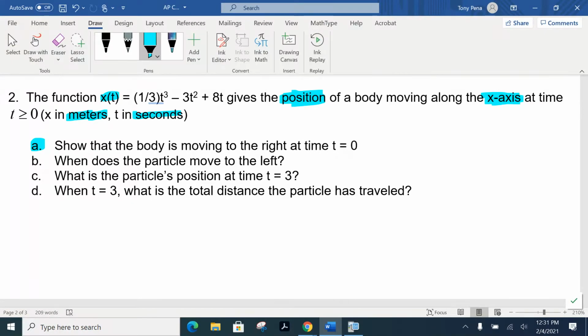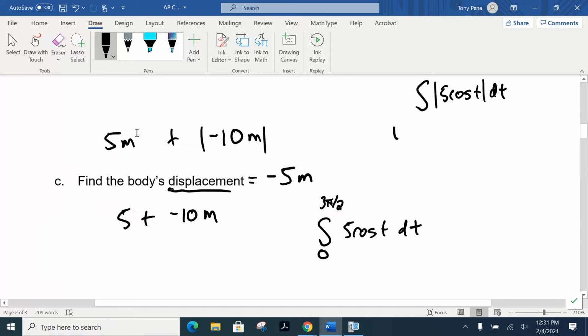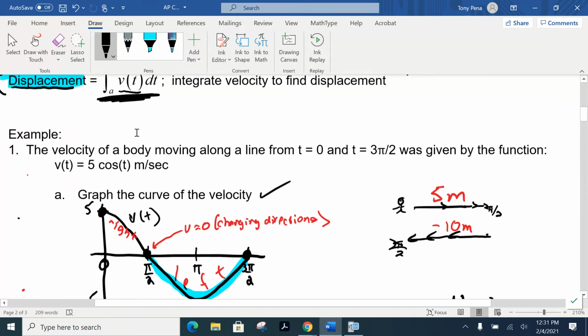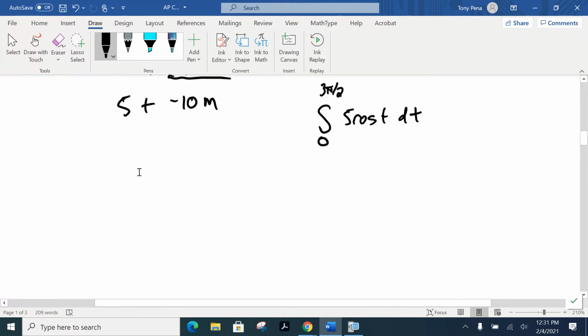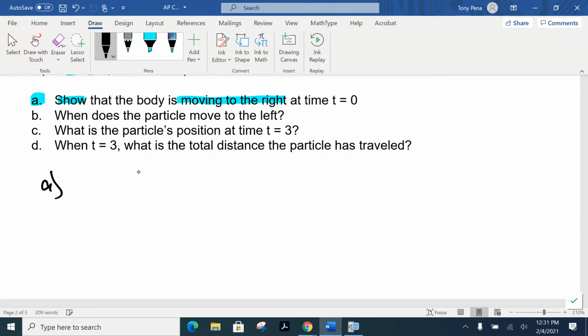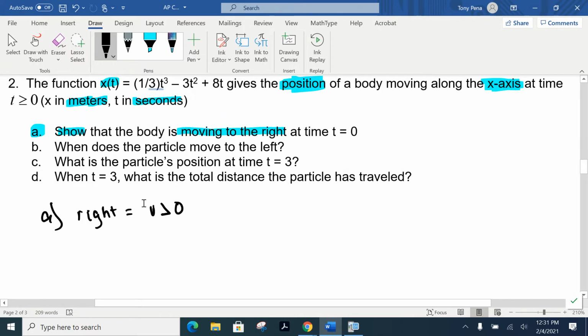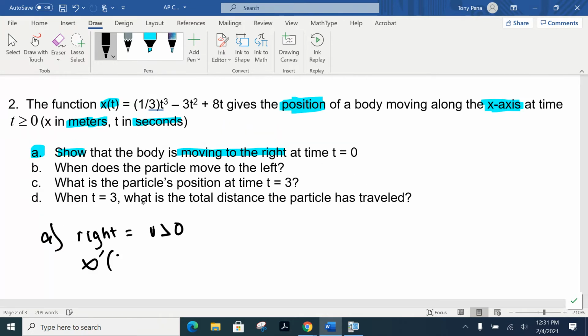In letter A, all I want you to do is show that we are moving to the right at the time of 0. So old ideas, we just talked about it up here with our graph. I know I'm moving to the right when my velocity is positive. So it's a velocity question. So for letter A, if we're moving to the right, we are thinking, when is my velocity greater than 0? To find our velocity, we know that's our derivative. So we're just taking the derivative of our position up here.